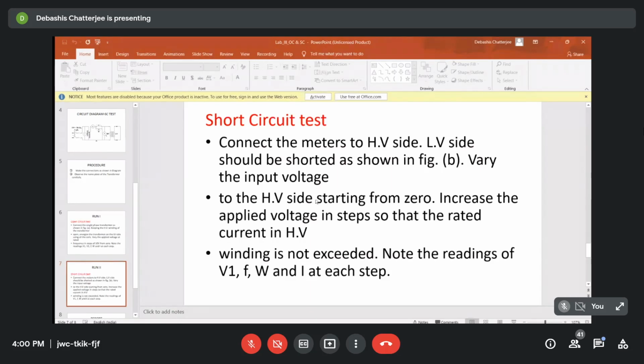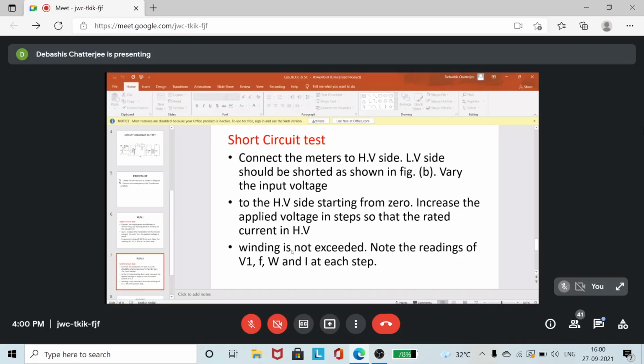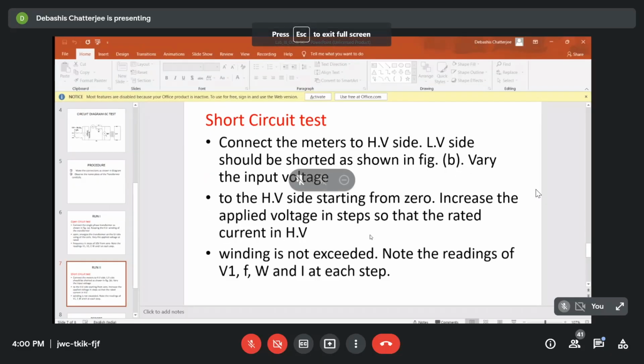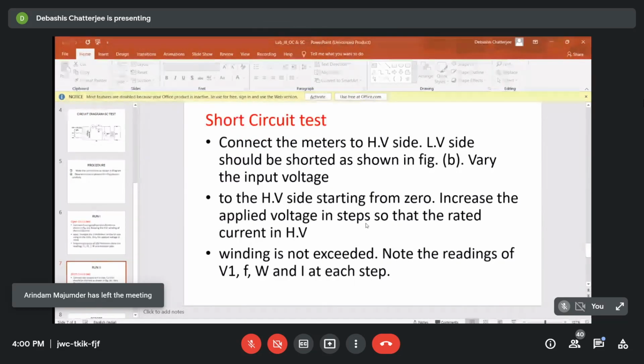Set the voltage to the HV side starting from 0. Increase the applied voltage in steps so that the rated current in the HV winding is not exceeded. That's what I was telling, that the rated current should not be exceeded. Normally, it is even sometimes allowed up to 110% of the rated current. So note the readings of the input voltmeter.